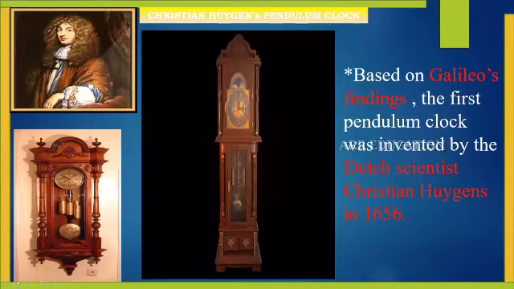So, based on Galileo's findings, the first pendulum clock was invented by the Dutch scientist Christian Huygens in the year 1656.